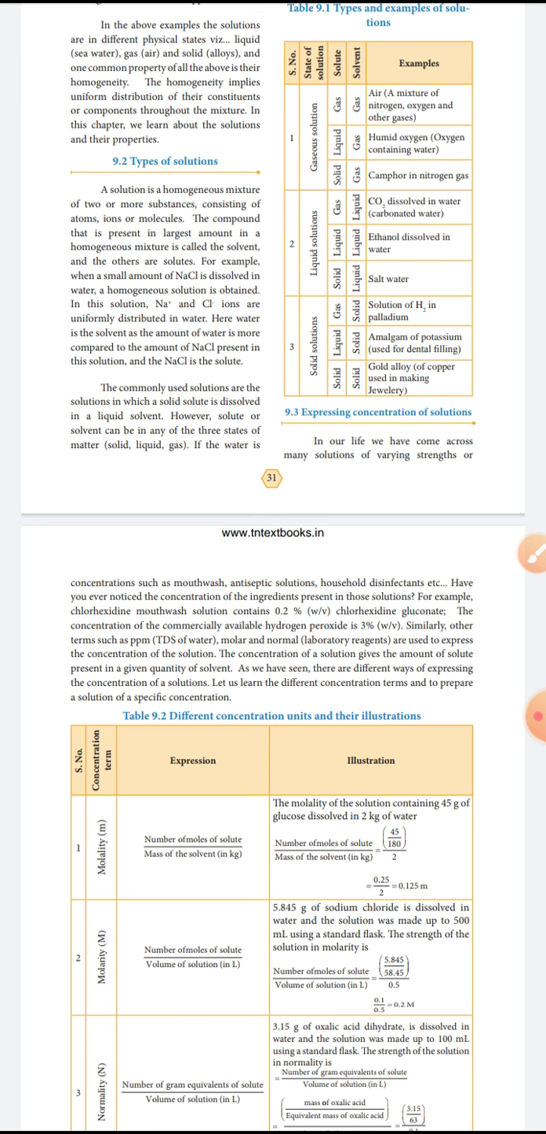Example, a small amount of sodium chloride salt is dissolved in water. A homogeneous solution is obtained, a salty solution. In this solution, Na+ and Cl- ions are uniformly distributed in water. Here water is the solvent, as the amount of water is more compared to the amount of sodium chloride present in this solution. The sodium chloride is the solute.